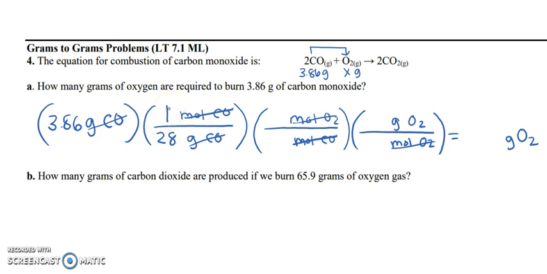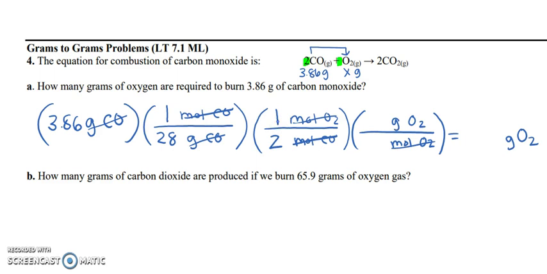In my next bracket over, when I have moles of one compound to moles of another compound, those values come directly from the coefficients in my equation above. The number that I put next to CO is 2, and the number I put next to oxygen is 1. Since there's nothing listed, we know it's a 1.